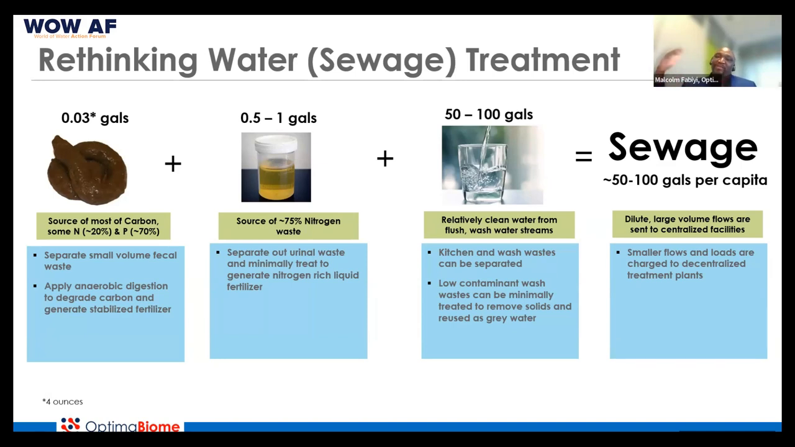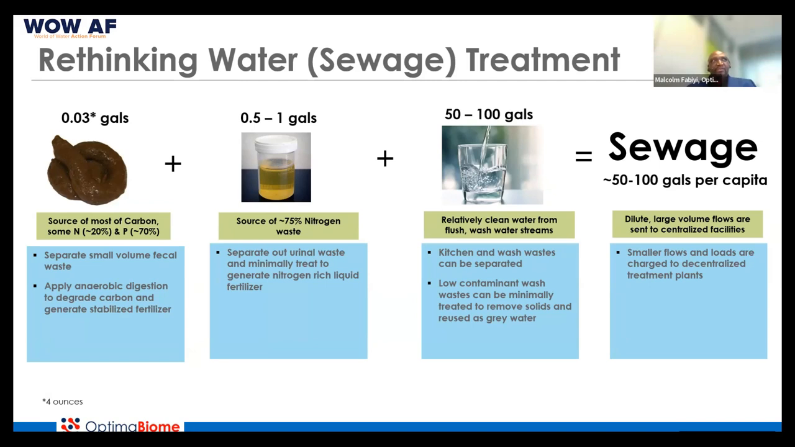Now, there are some advantages to the dilution. It makes it a little easier to move. But it also makes it less concentrated. So from a mass transfer perspective, my concentrations are lower when I've done all this dilution versus where I have this more concentrated system. So could we actually do source separation? Could we reduce how much we're diluting this waste?